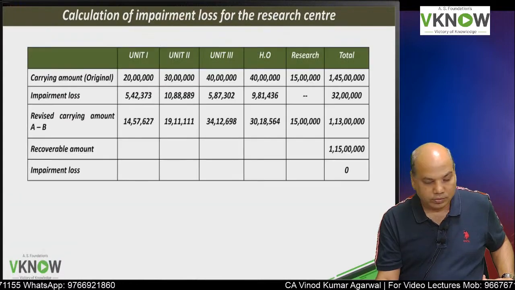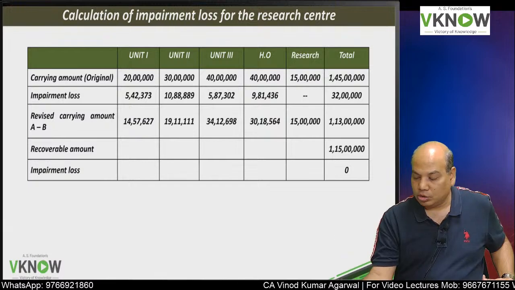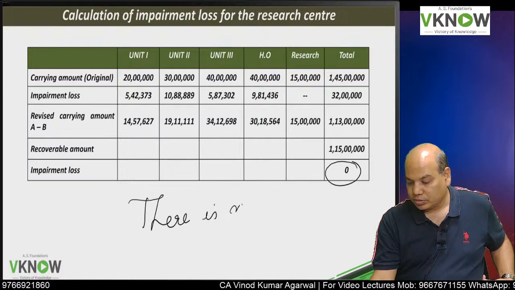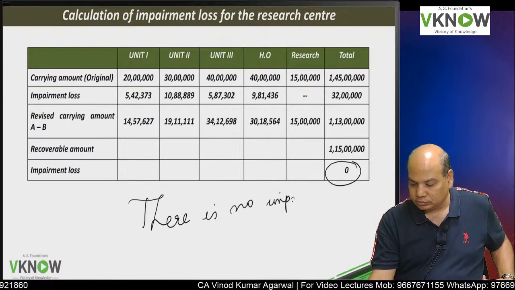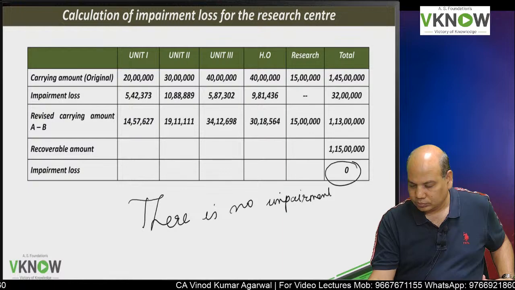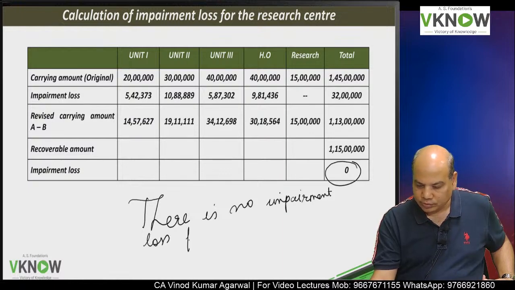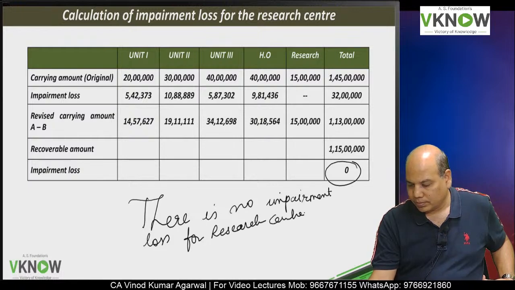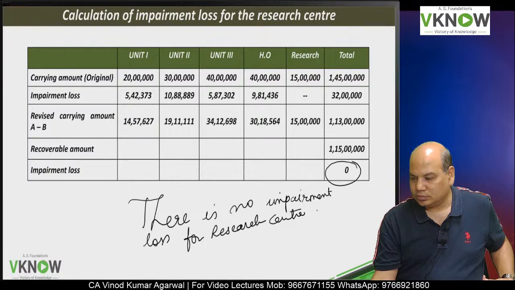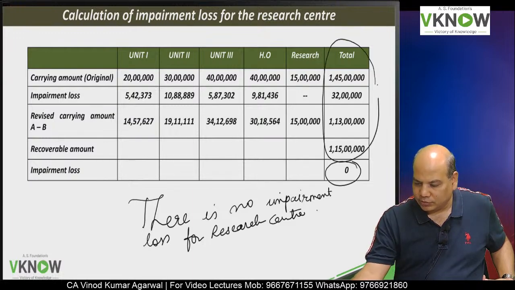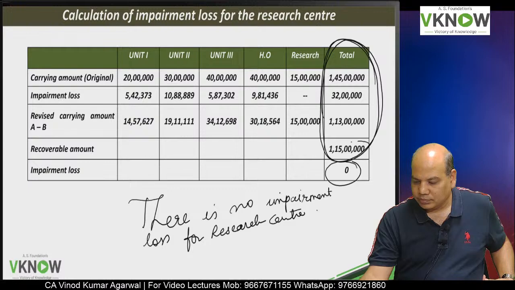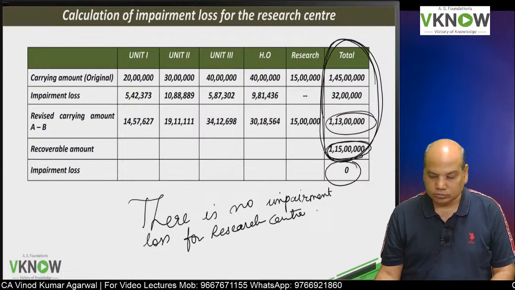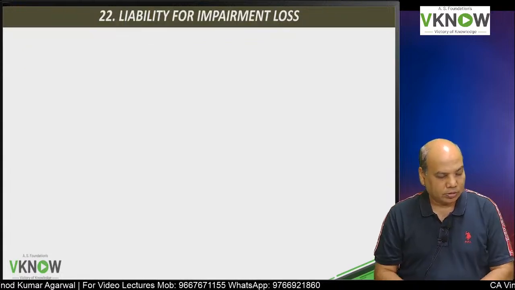So you will write a note. In the book I have written: there is no impairment loss for research center, because if I consider the entire enterprise, the recoverable amount is more than the carrying amount. So this is my answer for this question.